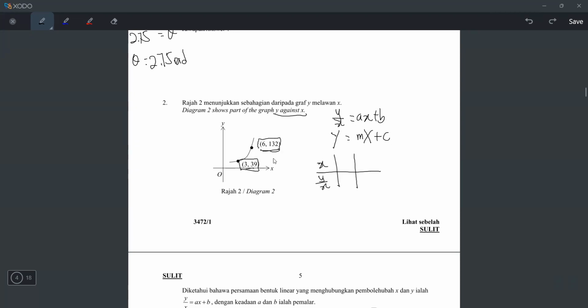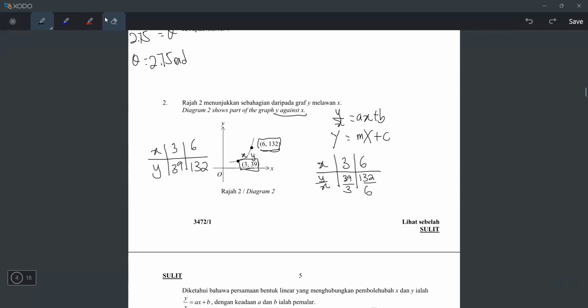But you cannot copy the 3, 39 like this. Why you cannot? Because in this 3, 39, the 3 is the x and the 39 is the y. So before this curve changed to a straight line, the original table looks like this: x is 3, the y is 39, and the x is 6, the y is 132. But now since I modified the equation into linear form, my y-axis has changed. It's not y, it's y over x. My x-axis is still x. I can still write 3, 6, but the y over x will be 39 divided by 3, and this will be 132 divided by 6.